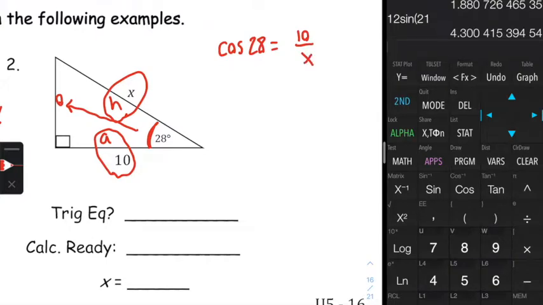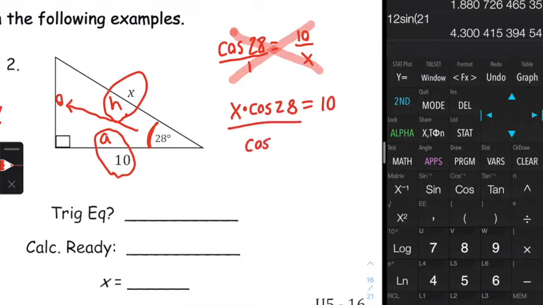Okay, and then we'll cross multiply and divide. This will be x times cosine of 28 equals 1 times 10. And then I want you guys to divide by cosine of 28 to get x by itself.